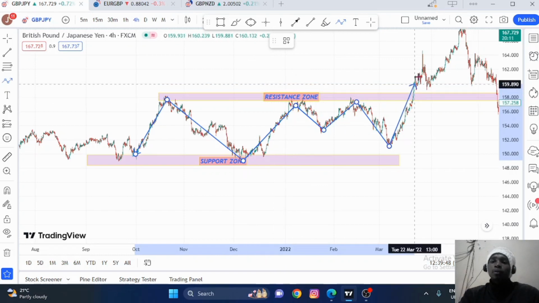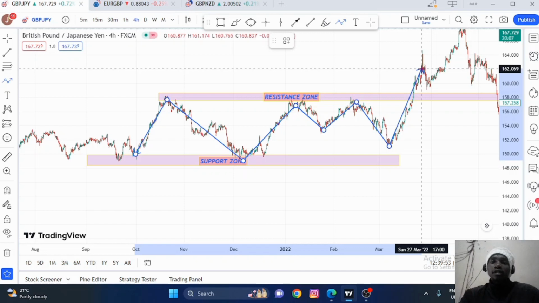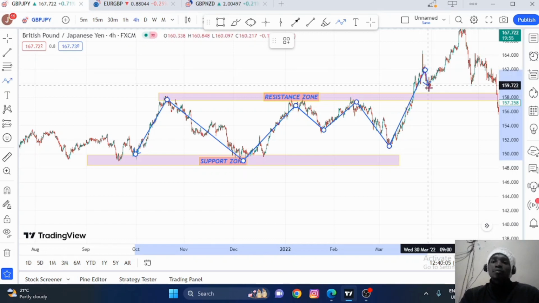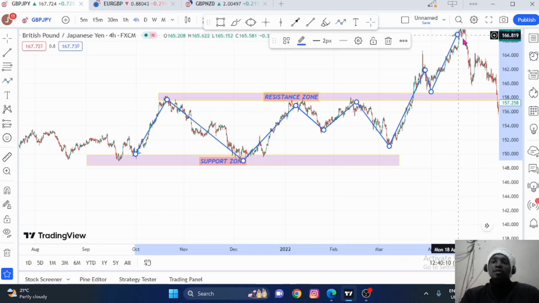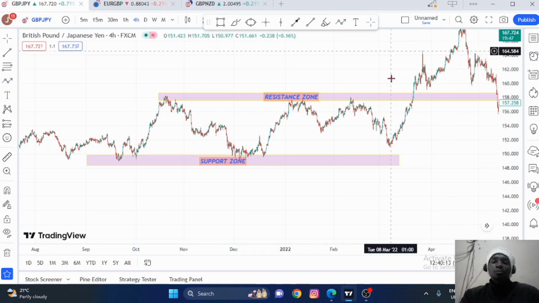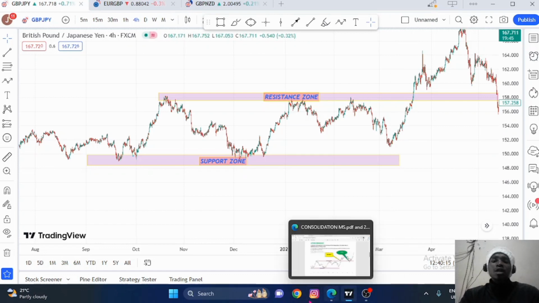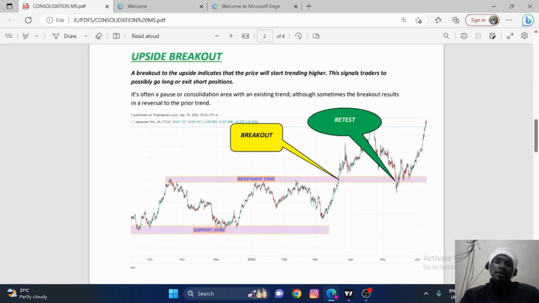It broke to the upward. Now the resistance has turned into support, whereby as a trader you're supposed to wait for the retest, and then you take your buys and you enjoy. That's very simple. Now that is the upward direction.